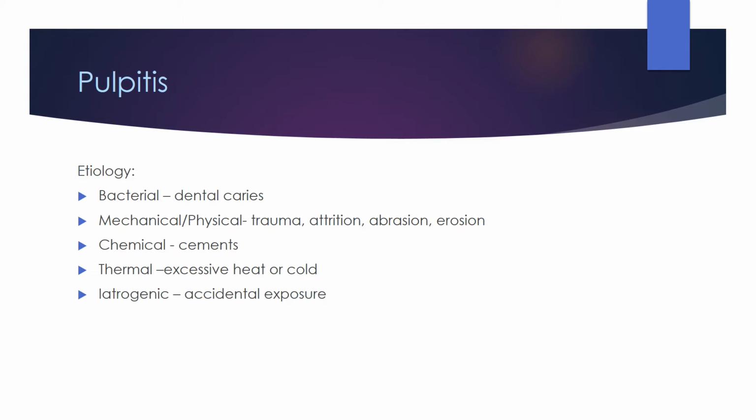Pulpitis, the etiology, as discussed in the previous lecture, is due to either bacterial causes leading to dental caries, mechanical, also called physical causes due to trauma, attrition, abrasion, or erosion of the teeth, chemical causes due to either cements or any other restorative material which can have caustic effect on the pulp, thermal causes due to excessive heat or cold exposure to the pulp, and iatrogenic causes due to accidental exposure during cavity preparation, for example.